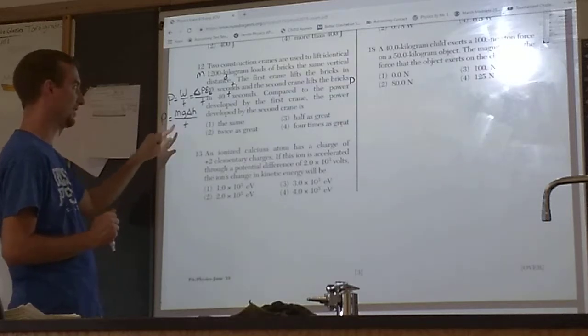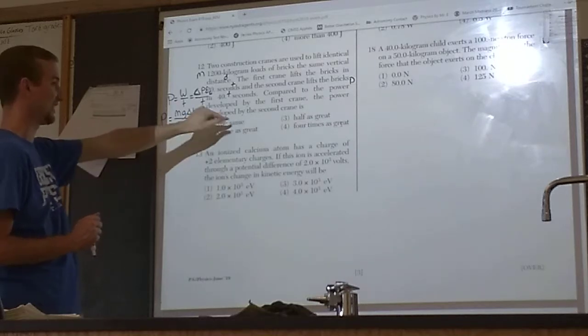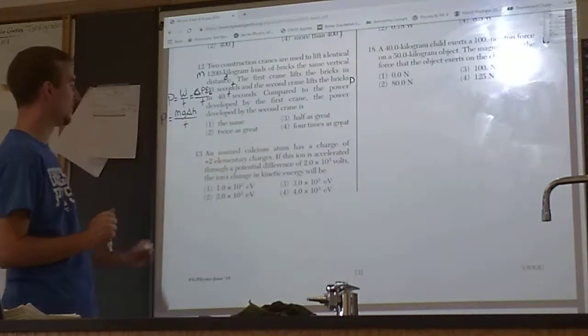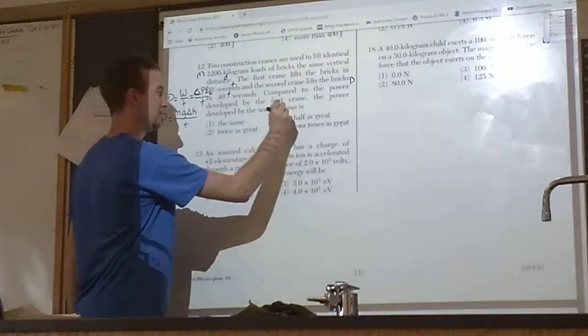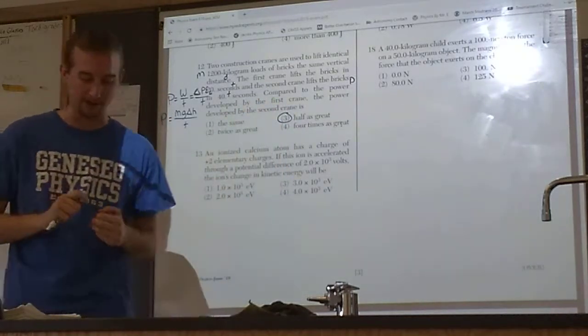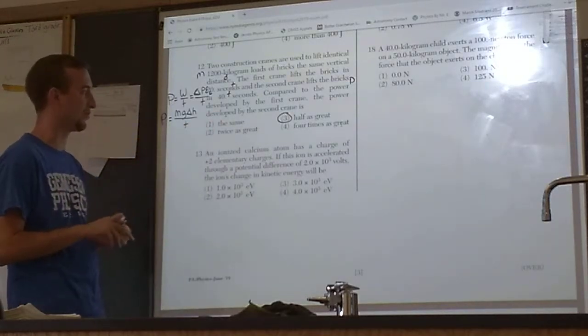Bigger time. Now, if you were to take a number and then divide it by 20, and take that same number and divide by 40, what you would find is that dividing by 40 means that the power is only going to be half as great. Try it out, make up your own numbers. You'll see that that is the case. The power for the second crane is only half as great.